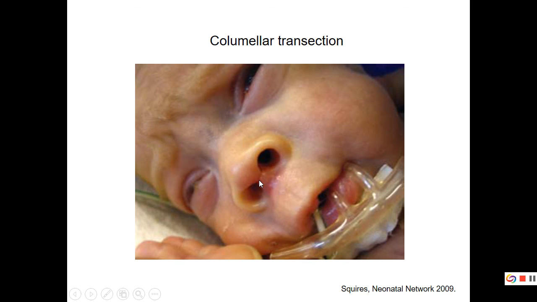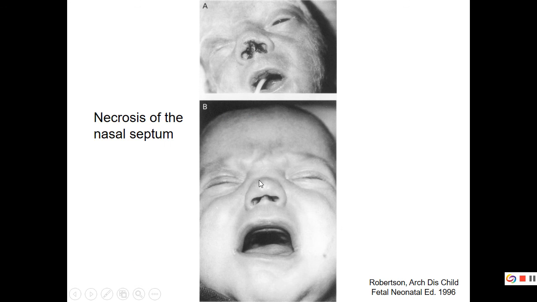So some examples. Here's transection of the nasal septum. Necrosis of the nasal septum, you can see here. I have seen this before. I don't know if any of you guys have seen this before. Some of these kids end up needing plastic surgery. I've even had babies where it was so bad that we had to intubate them because we could no longer use the nasal CPAP interface.